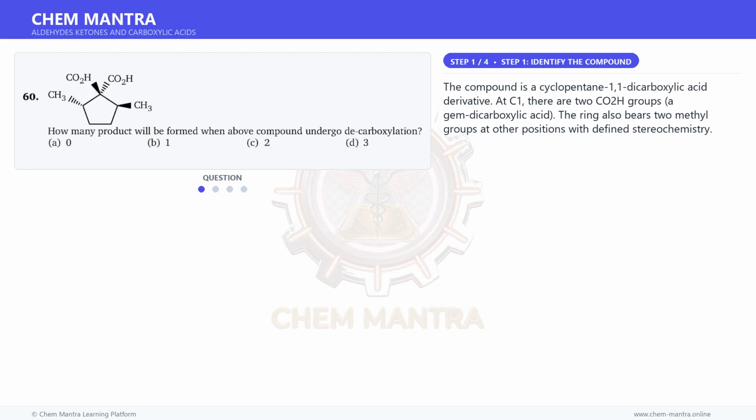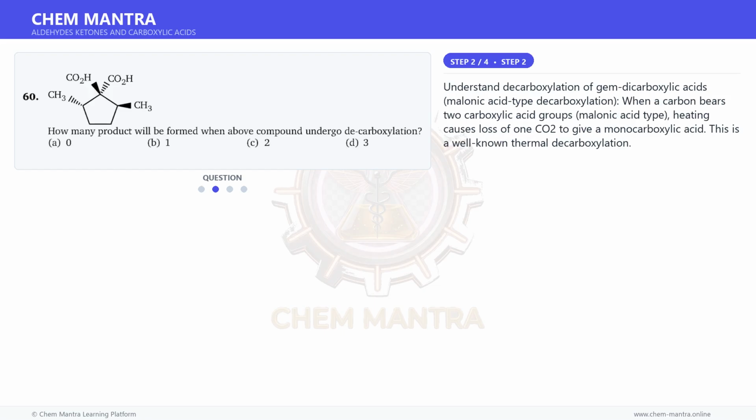At C1 there are two CO2H groups, a gem dicarboxylic acid. The ring also bears two methyl groups at other positions with defined stereochemistry. Moving on to the next step.